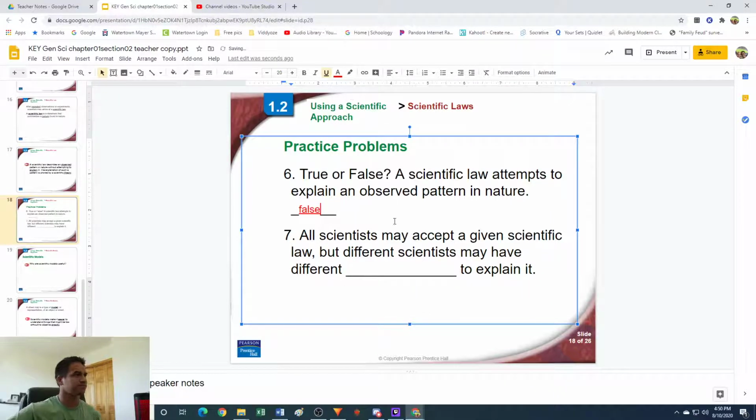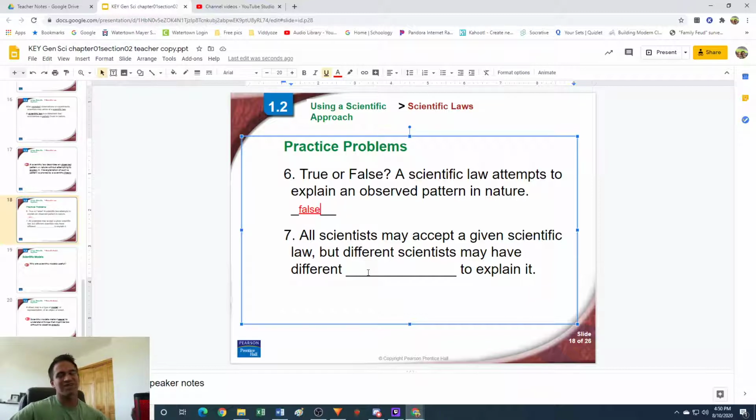Okay, this is false. Number 7, all scientists may accept a given scientific law, but different scientists may have different blank to explain it. All right, so this is basically saying all scientists may accept that a certain law exists and like this will happen, right? So for example, let's just take the law of gravity. All scientists will accept that gravity exists. You drop a ball and, you know, it causes things to fall and whatever.